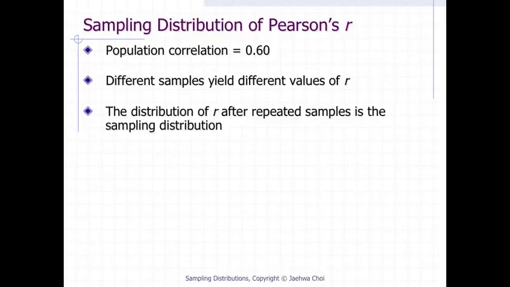Assume that the correlation between quantitative and verbal SAT scores in a given population is 0.6. In other words, rho is 0.6. If 12 students were sampled randomly, the sample correlation R would not be exactly equal to 0.6. Naturally, different samples of 12 students would yield different values of R. The distribution of values of R after repeated samples of 12 students is the sampling distribution of R.